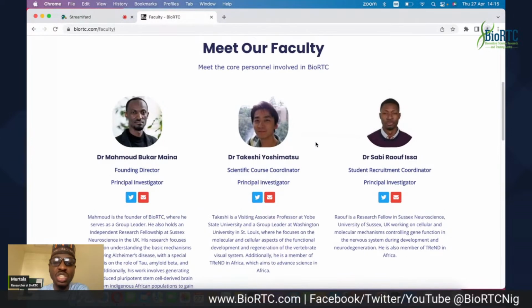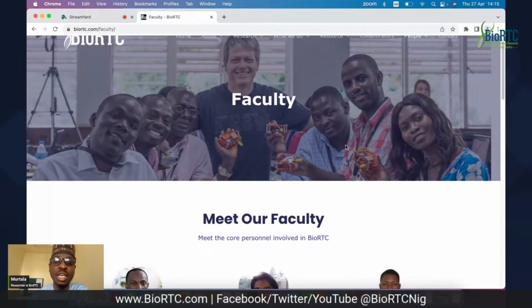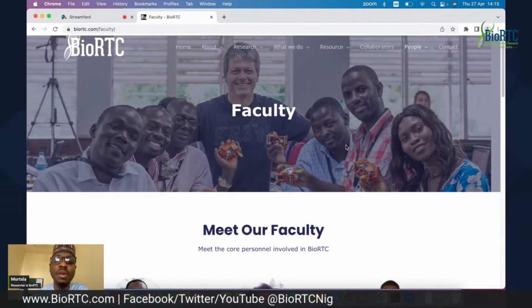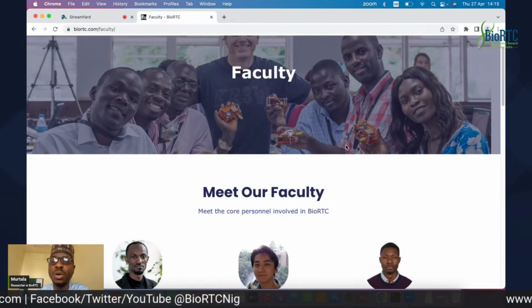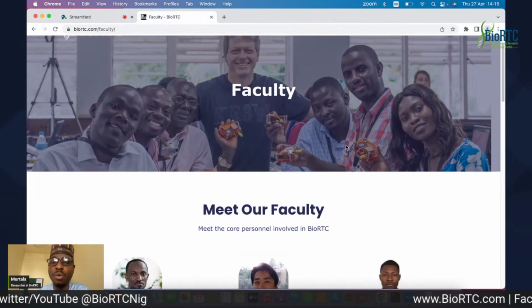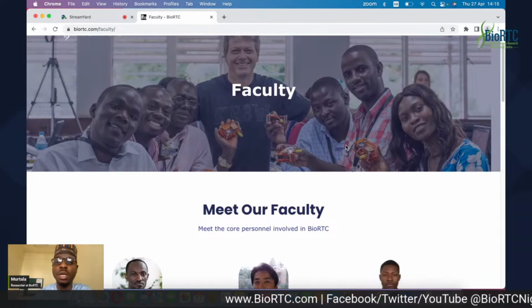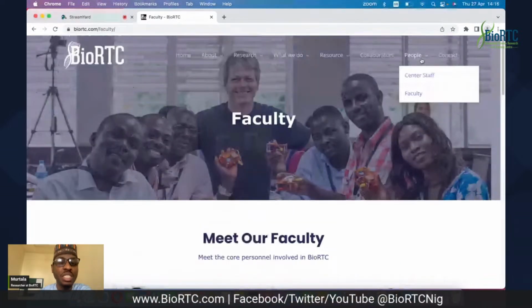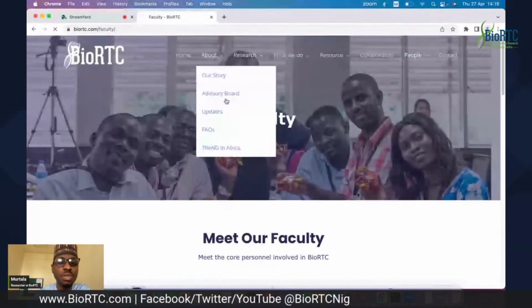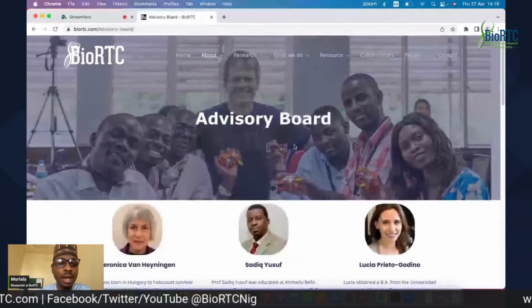And if your research objectives align with theirs, then you can contact them directly. Their email should be available. Contact them directly, and you can initiate a form of collaboration, and you can come to the center and do your work. There are many other resources, like you can see our advisory boards and what we have done at the back.